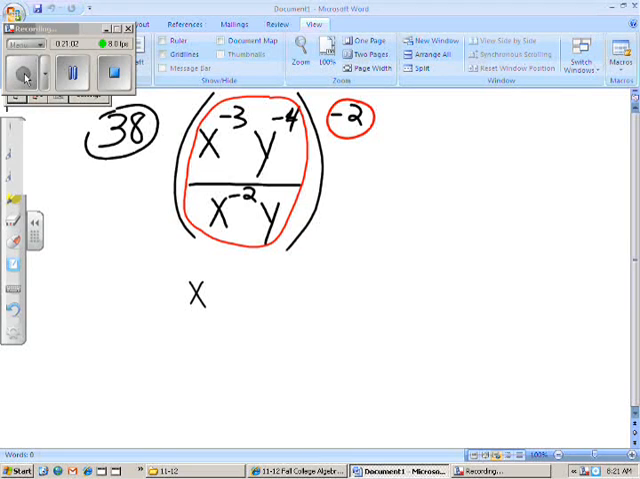So let's start with the x on top. The x on top is being raised to the negative 3 power, and then again to the negative 2 power. So you multiply those, and you get a positive 6. The y on top is being raised to the negative 4 power, and then raised again to the negative 2 power. So you multiply those, and you get a positive 8. All right, the x on bottom is being raised to the negative 2 power, and then again to the negative 2 power, which makes it a positive 4.